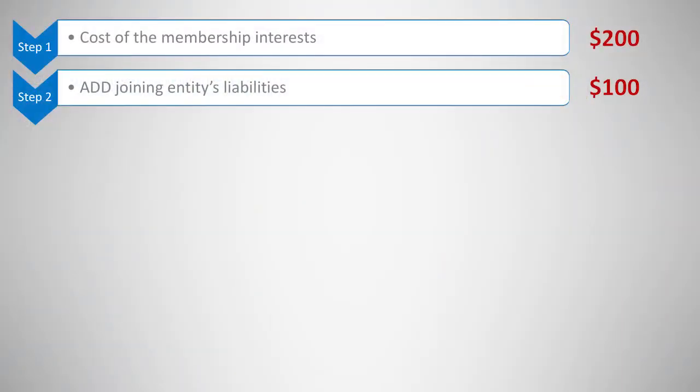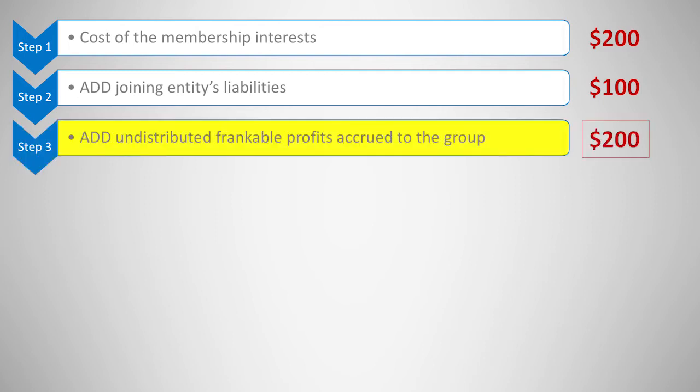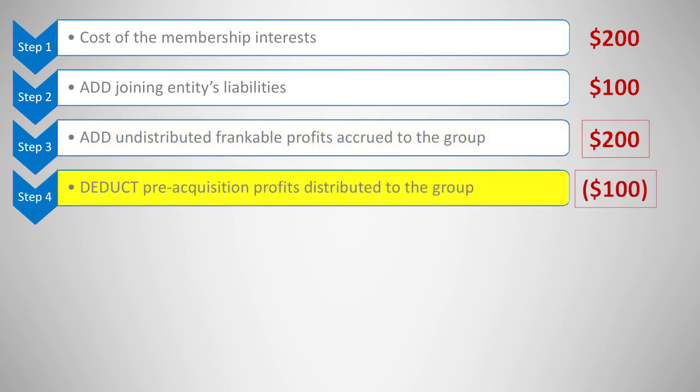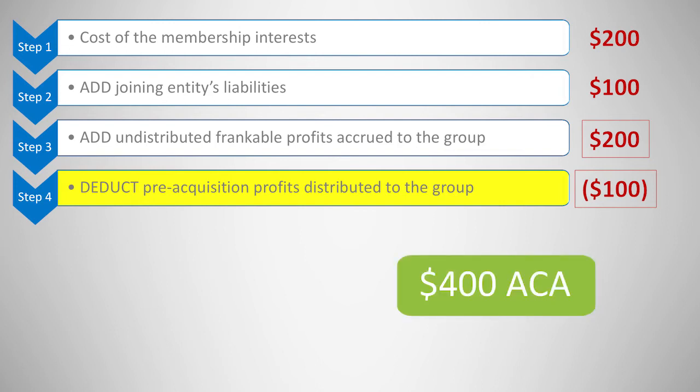So we still have the $200 cost of the shares for step 1 and the $100 loan for step 2. But now we need to add the undistributed accrued frankable profits of $200 at step 3 and deduct the distribution paid from pre-acquisition profits of $100 at step 4. This gives an ACA of $400.